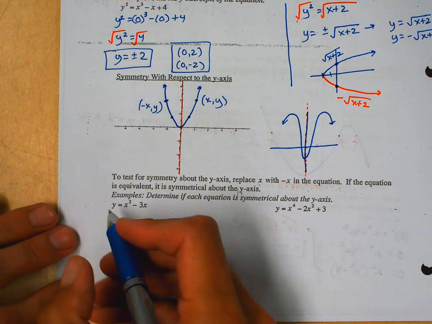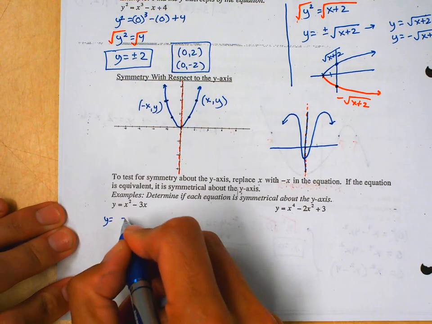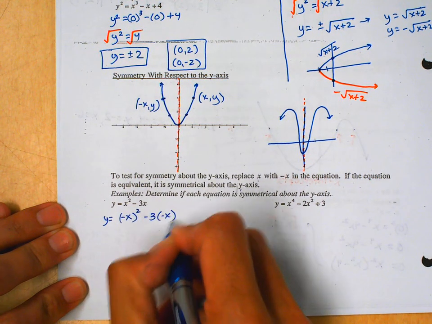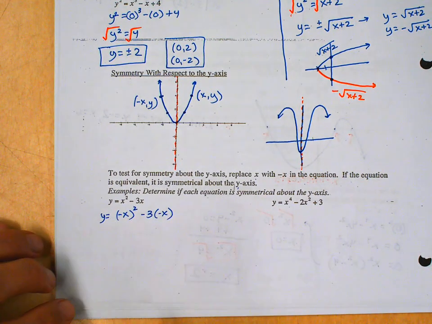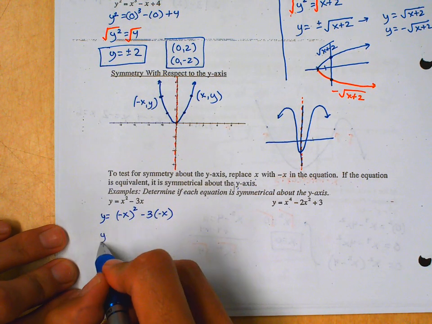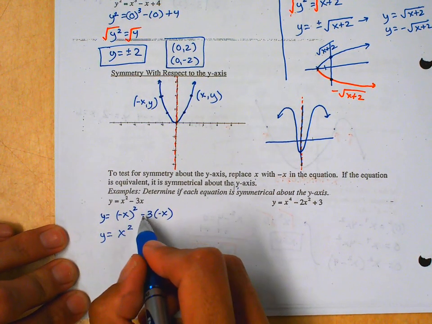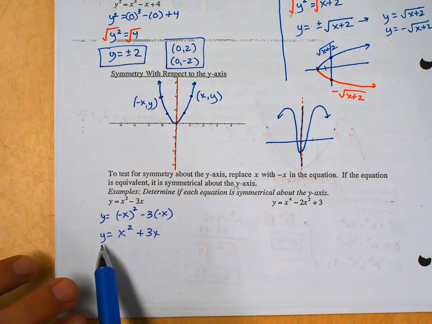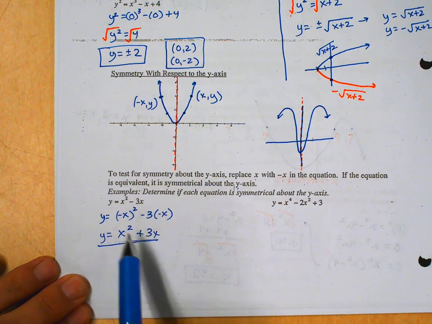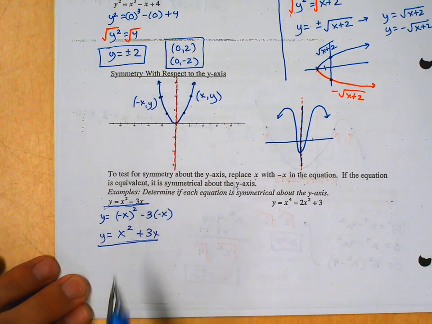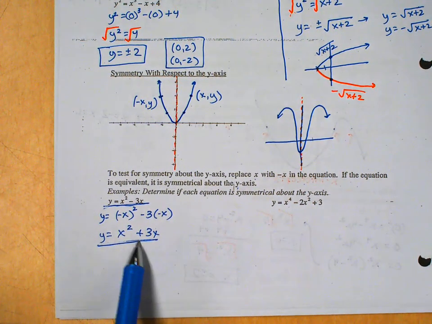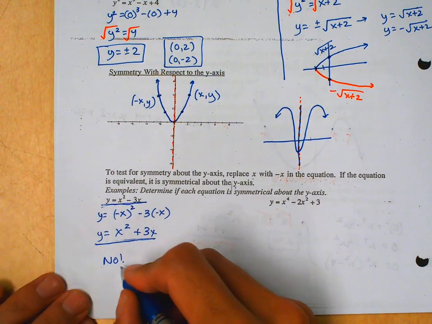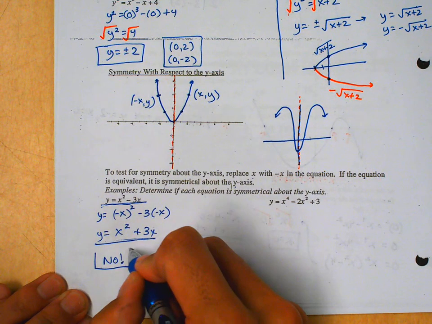So let's just do that. Y equals negative x squared minus 3 times negative x. And then negative x squared, that's going to become positive. Y equals x squared. Negative times a negative is positive, plus 3x. And I have to ask myself, is this the same as that? And the answer is obviously no. This is plus 3x, and this one's minus 3x. So the answer is no. Okay, it is not symmetric about the y-axis.